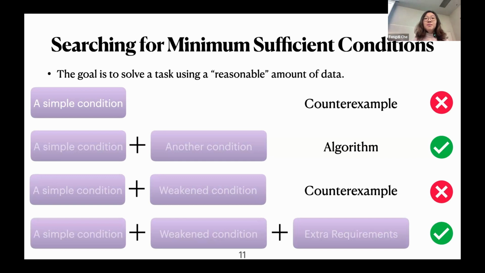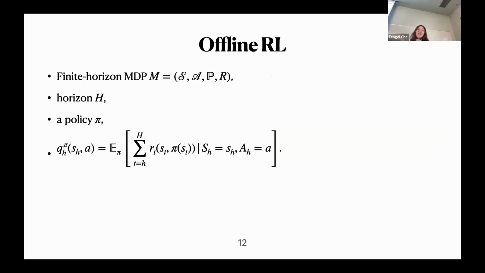So that's basically the broad idea of everything. Now let's go into details. Let's go into some settings. We're dealing with RL, so we work on MDPs. And here I will use finite horizon MDP notation, but most examples in this talk can be applied to infinite horizon with a discount factor as well.